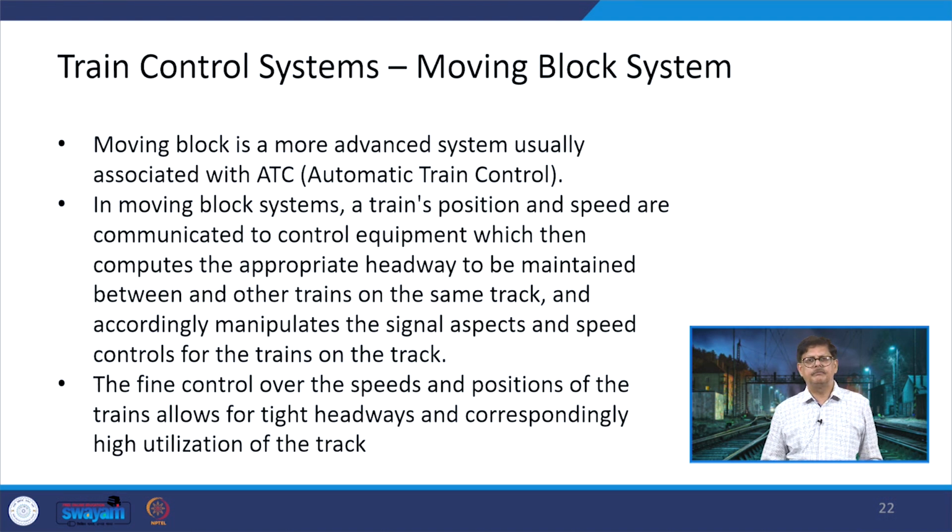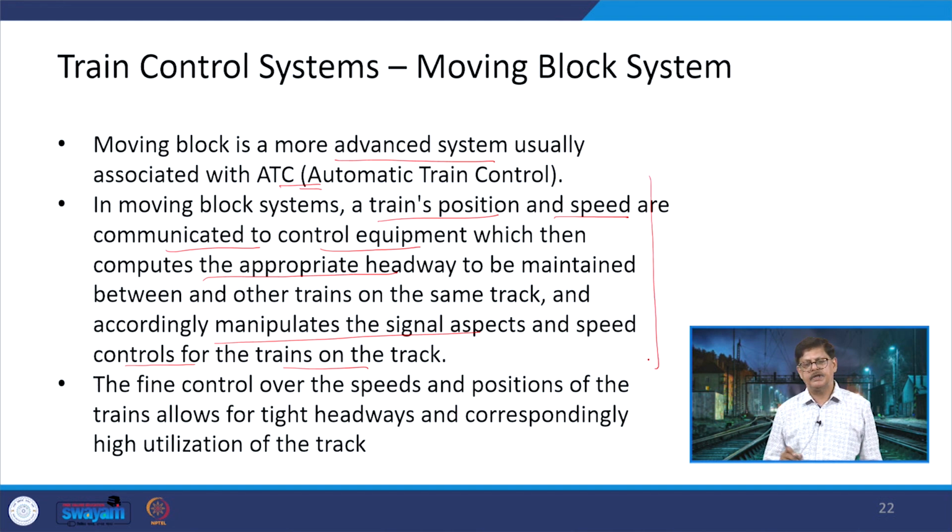Another one is a moving block system. In the moving block system, it is again an advanced system which is associated with the automatic train control. In moving block systems, a train's position and speed are communicated to the control equipment, which then computes the appropriate headway to be maintained between the two trains which are coming on the same track, and accordingly it manipulates the signal aspects and the speed controls for the trains on the track.